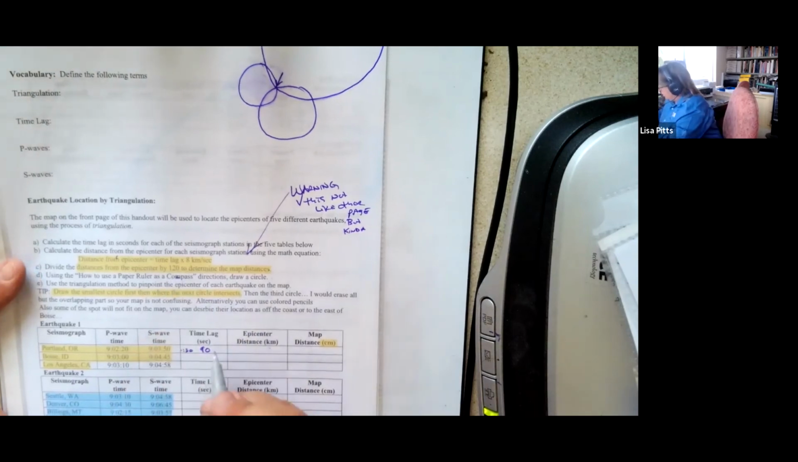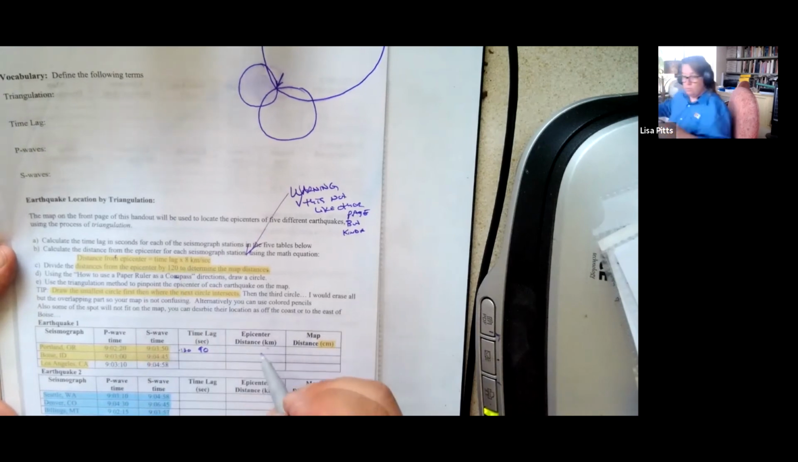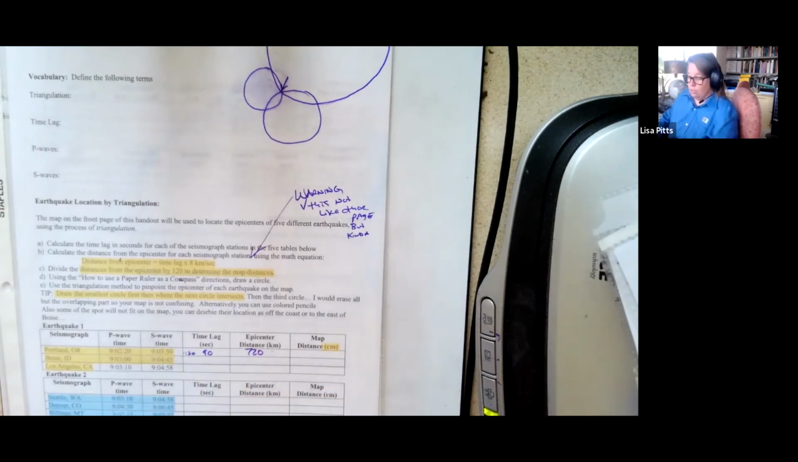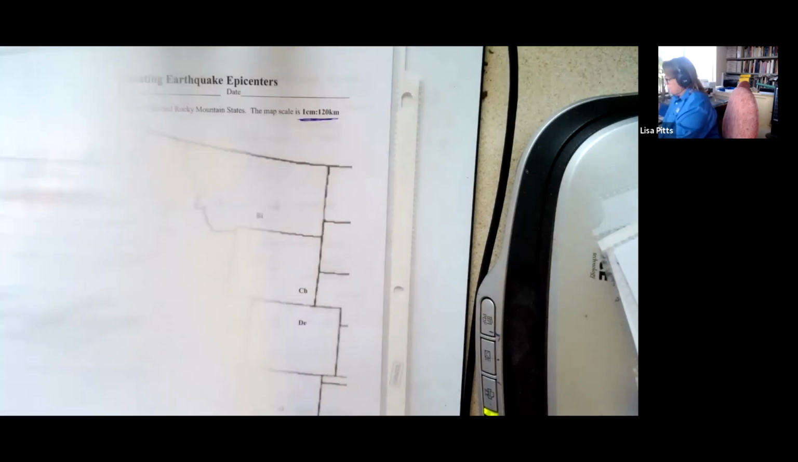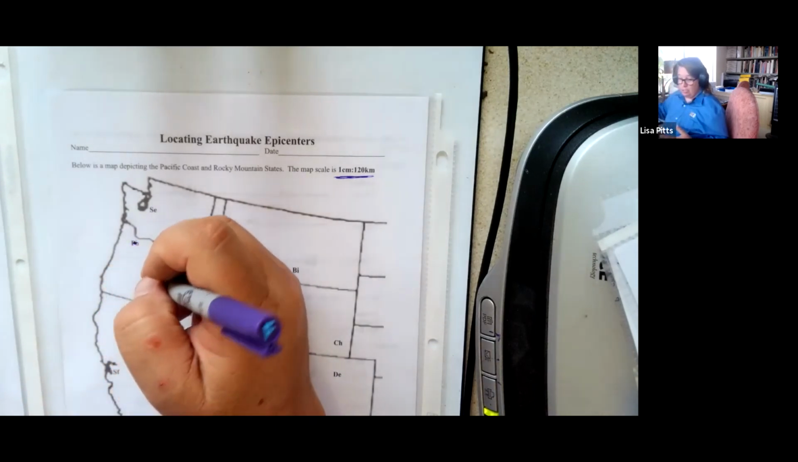So we're going to say 90 times 8 this time. Different formula. 90 times 8 equals 720 kilometers. And then we're going to divide by 120 to figure out our distance. So that would be 6 centimeters. So then we would draw a 6 centimeter circle from Portland, Oregon, if this is the one we want to do. Oops, here's my map. So here's Portland, Oregon. You can put the dot in the middle of the letters, and then you would draw a 6 centimeter circle.